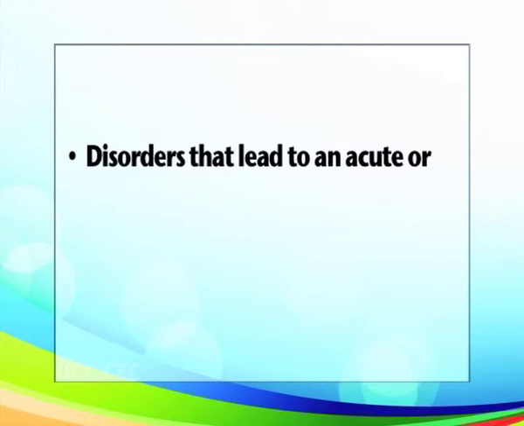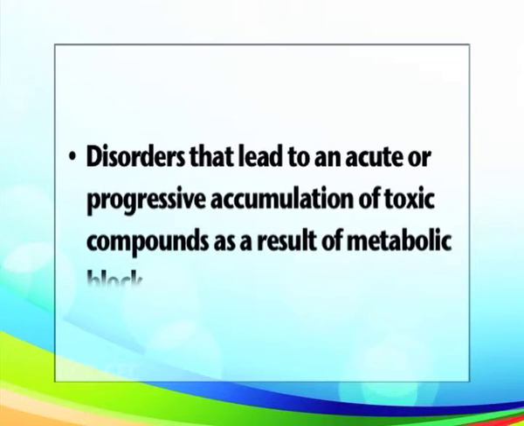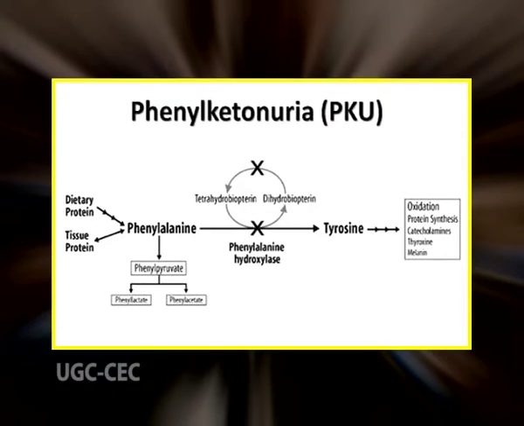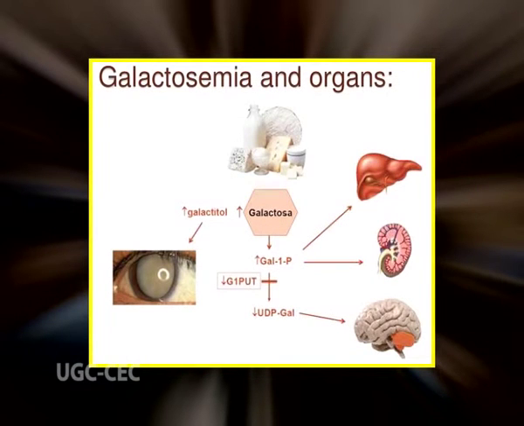Second, disorders that lead to an acute or progressive accumulation of toxic compounds as a result of metabolic block. These include disorders of amino acid metabolism like phenylketonuria and maple syrup urine disease. Galactosemia, which is linked to sugar intolerance, also falls in this category.